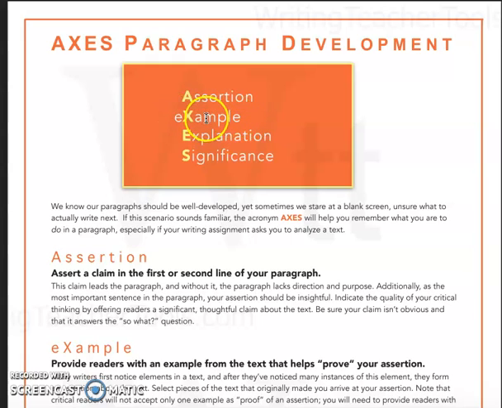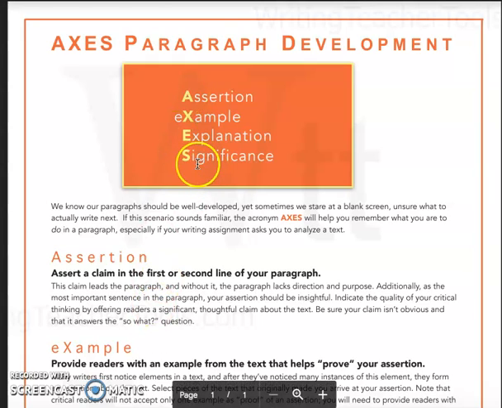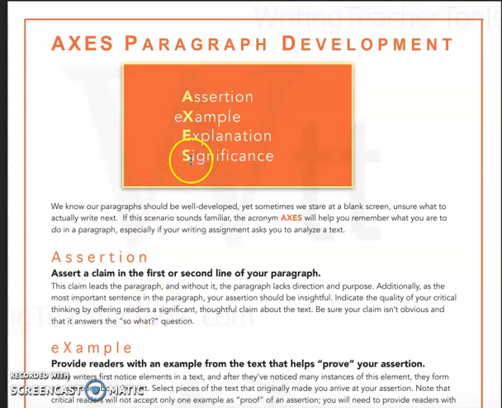So this example was some sort of example from the text itself. And then we would explain how that example proves that assertion. And then we'd always end our paragraphs with a significant statement, remembering that we do the X and the E as many times as we could to have a nice collection of evidence, or what we call development, to actually prove our claim.